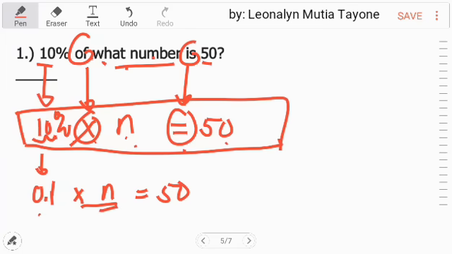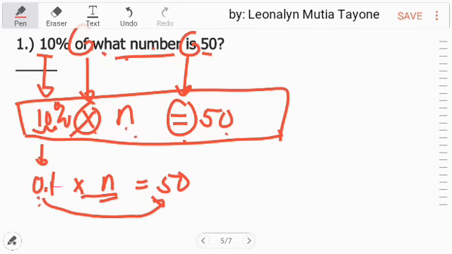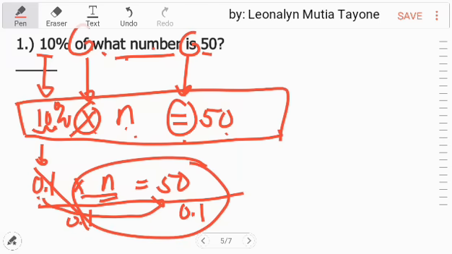So, itong isa ay i-transpose natin sa kabila. So, kung mag-transpose tayo, multiplication siya, so, mag-divide siya sa kabila. So, kung paano yan gawin, mag-divide tayo to both sides. So, ito, mag-divide tayo ng 0.1, dito rin 0.1. So, ma-cancel out na si 0.1 dyan. Ang matitira na lang ay n equals 50 n siya.